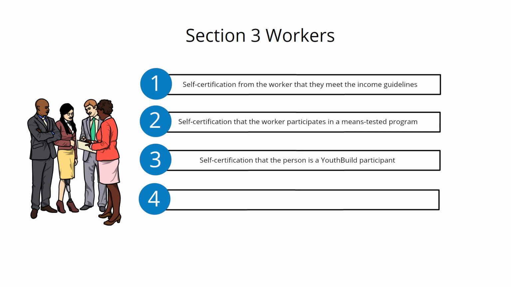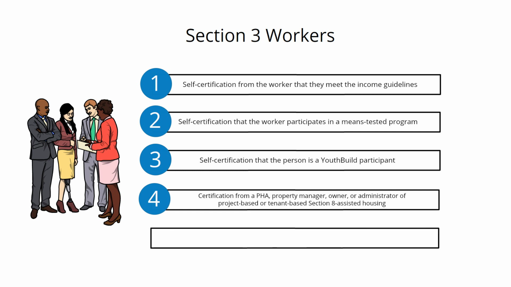Or 4. Certification from a PHA, property manager, owner, or administrator of project-based or tenant-based Section 8 assisted housing, certifying that the person receives assisted housing. Or 5. Employer certification that the worker meets the income guidelines or is employed by a Section 3 business concern.